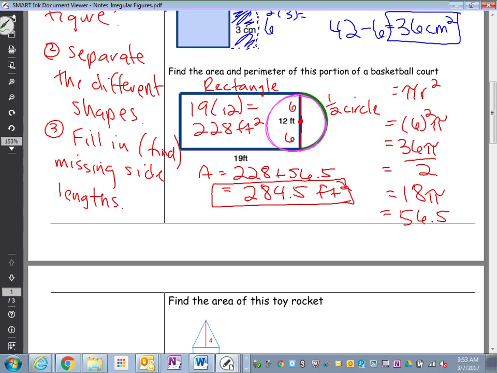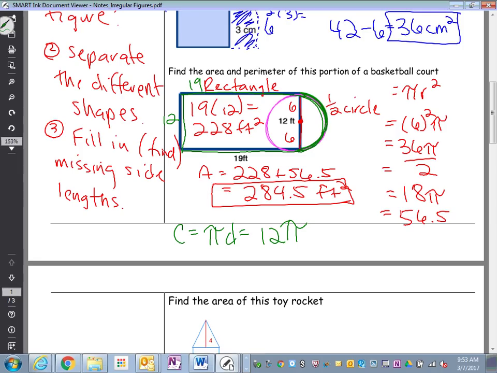So we got this side right here, which is 19. We're going to need that. What's this side right here? 12. What's this side right here? 19. We don't count this interior side because it's not on the outside. We have to go here, and that's where we get circumference. So circumference equals pi times the diameter, which is 12 pi's, right?